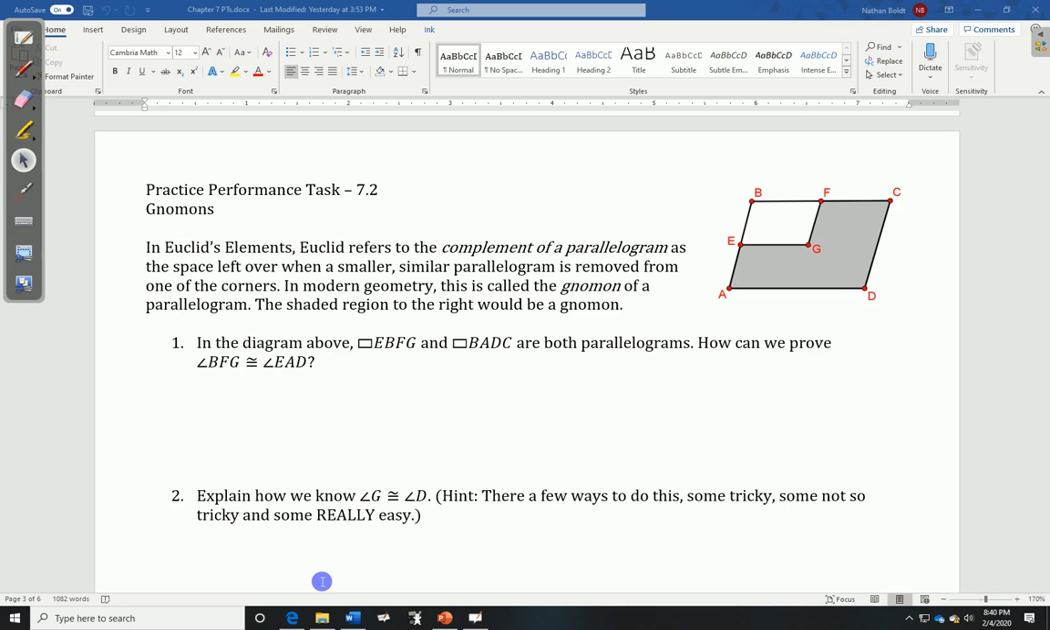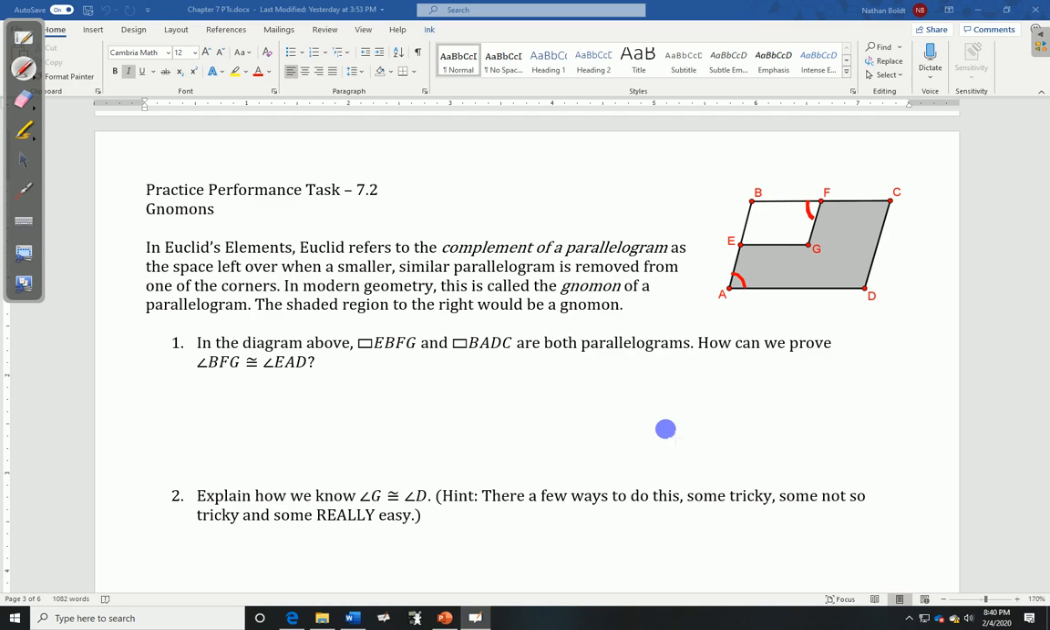So my first hint for number 1 is to again mark your diagram. You can't do this in your head. You need to look at a drawing and mark on the diagram. It tells us that these two shapes, EBFG and BADC, follow the letters, are both parallelograms. How can we prove angle BFG, this angle right here, is congruent to angle EAD? EAD is this angle right here. So it's asking us to prove that those are the same.